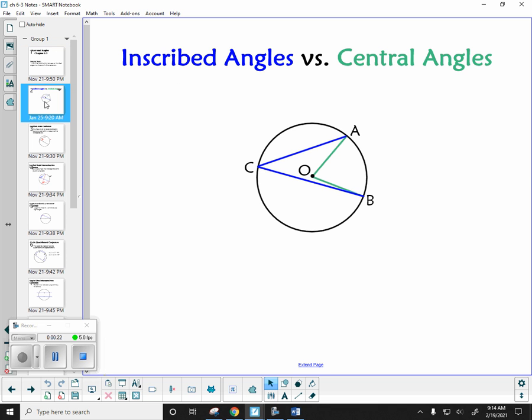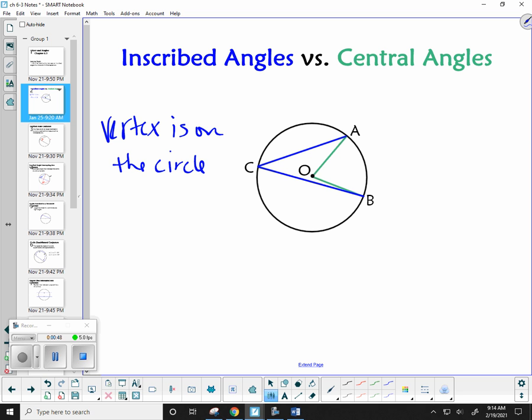So at the beginning of this chapter, we talked about a lot of central angles, right? With central angles, your vertex is on the center of the circle. Today we're going to talk about inscribed angles, which are angles whose vertex is on the circle. Okay, so our inscribed angle, the vertex is on the circle and the legs are chords.